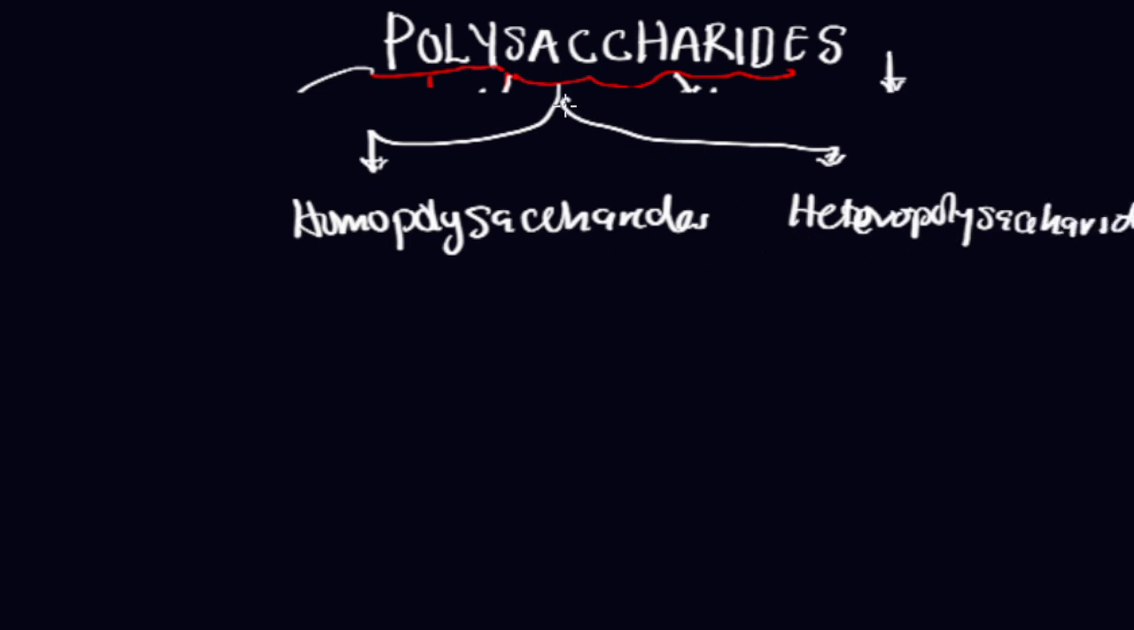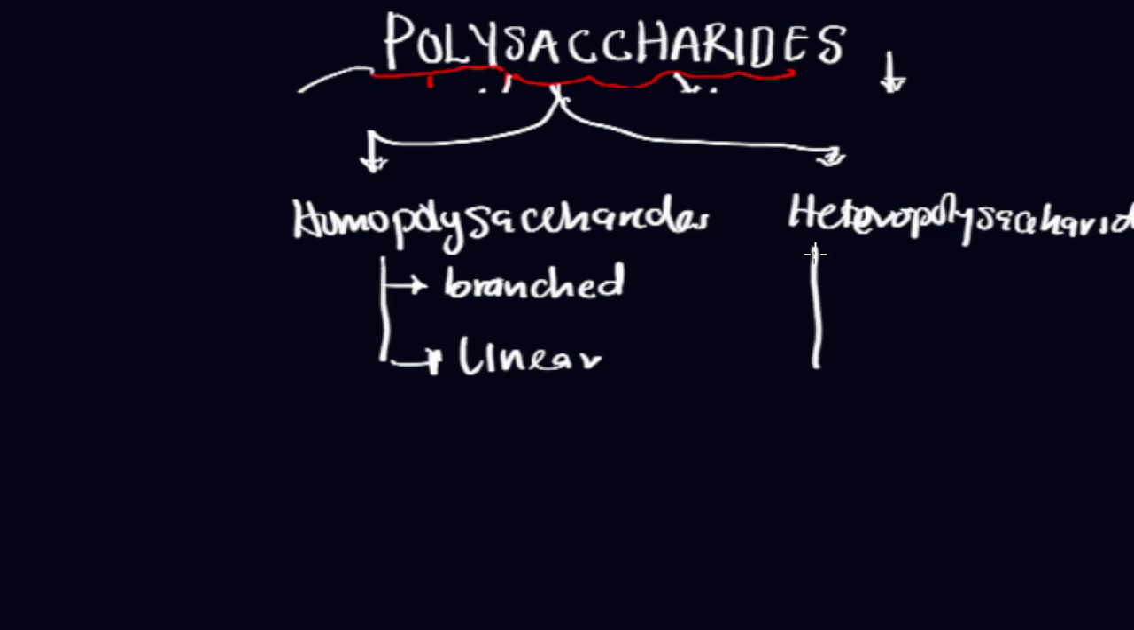Now, depending on the nature, or simply let me say the structure, of homopolysaccharide, you can have branched and also unbranched, which is always referred to as linear. You can have branched form of homopolysaccharide and linear form of homopolysaccharide. The same thing, you can have branched form of heteropolysaccharide and also linear form of heteropolysaccharide.